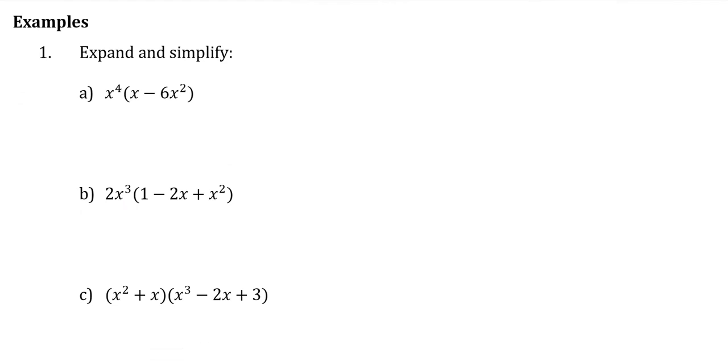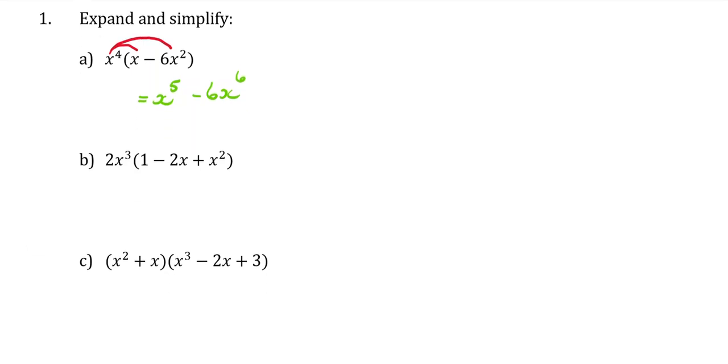So question 1, we want to expand x to the power of 4 into the bracket, which means it will need to multiply by each of the terms inside. So x to the 4 times x is x to the power of 5. Then x to the power of 4 times minus 6x squared is minus 6x to the power of 6. Okay, moving on to the next one.